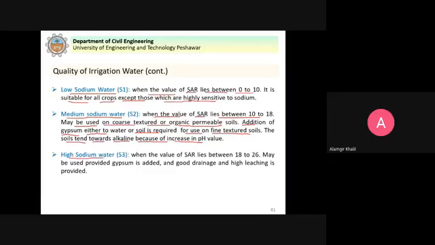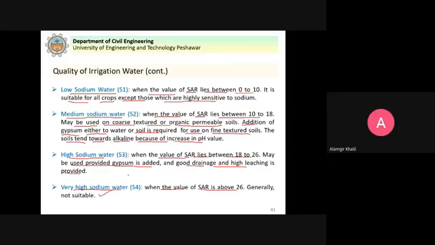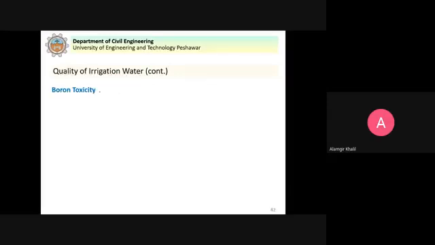High sodium water, when the value of SAR lies between 18 to 26, may be used provided gypsum is added and good drainage and high leaching is provided. Very high sodium water, when the value of SAR is above 26, is generally not suitable for irrigation. Again, these are guideline values that can vary from source to source, book to book, but here the purpose is just to give some guideline values to assess the quality of irrigation water.